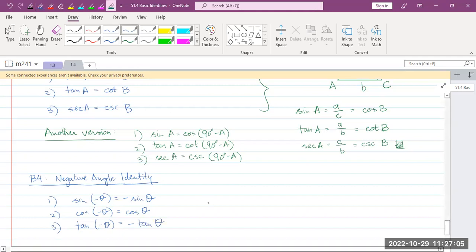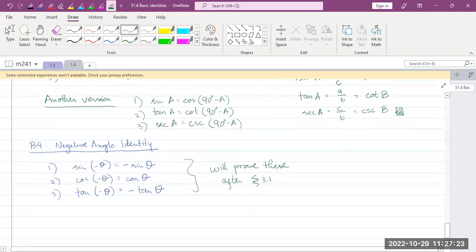We will prove this after section 3.1. For now, we take it by faith. We will use that later. But since this is one of the basic identities that you need to memorize, I just give it to you now to memorize.